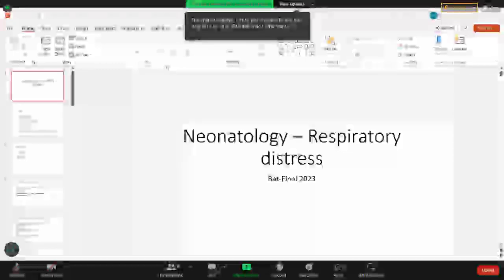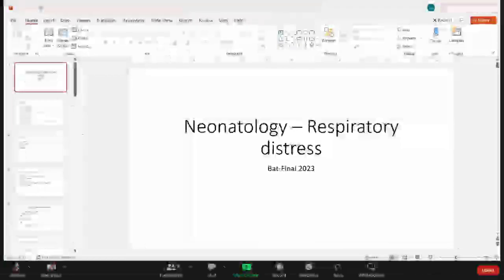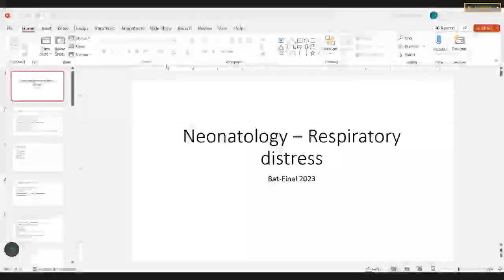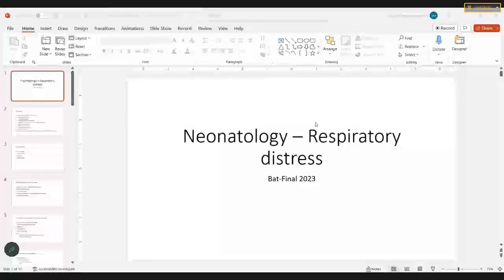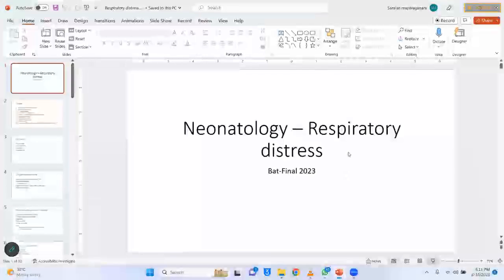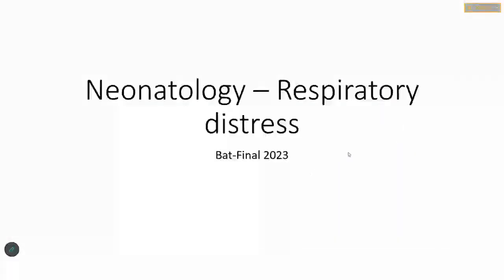Can you all see the screen? Someone, just make sure that you can see. Yeah, we can see the screen. Okay, I'm from my hometown, so I'm not sure about my connectivity. So if there is any lag or some issues, just let me know.